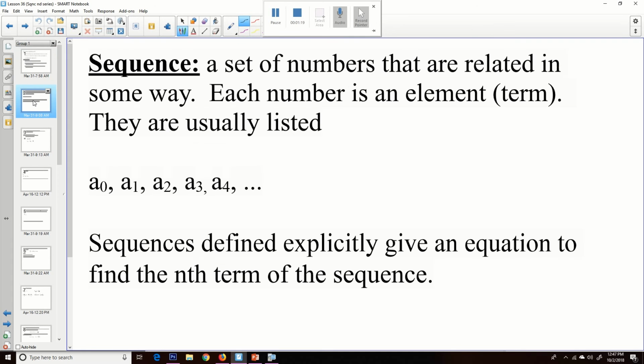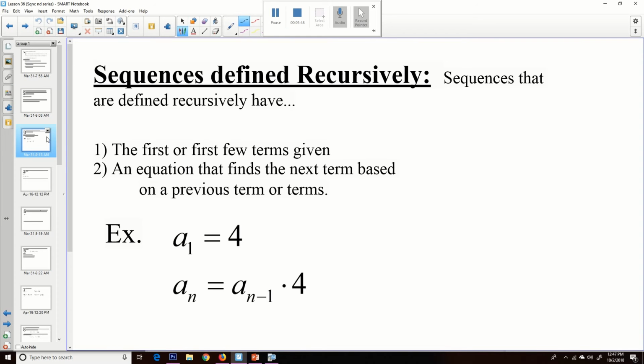So, what is a sequence? A sequence in math terms is a set of numbers that are related in some way. Each number is an element or a term, and they are usually listed as a sub 0, a sub 1, a sub 2, a sub 3, a sub 4, and so on. And sequences are defined explicitly, and sequences defined explicitly give an equation to find the nth term of that sequence.